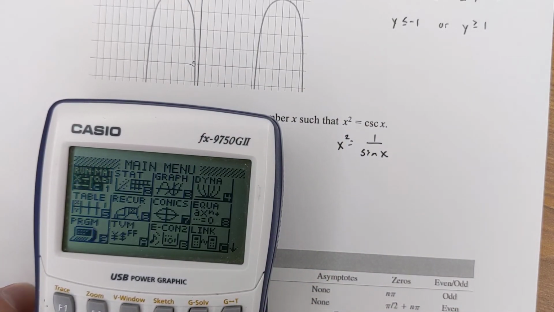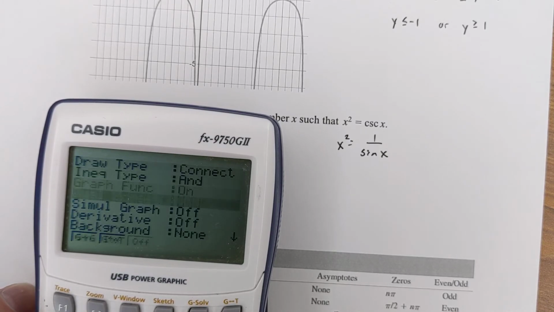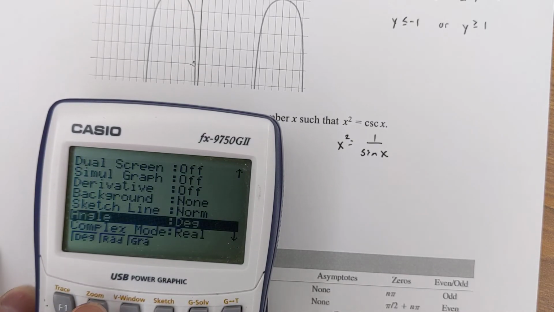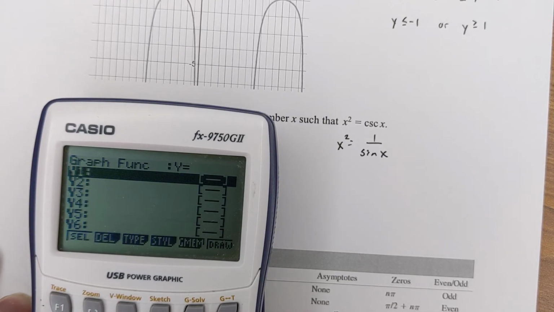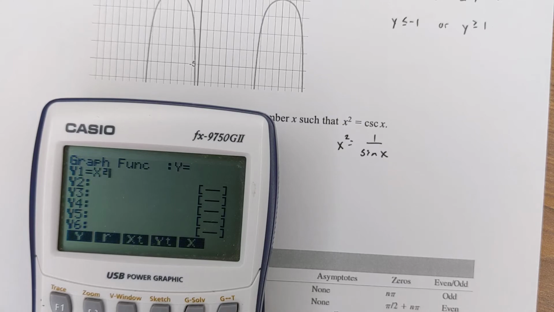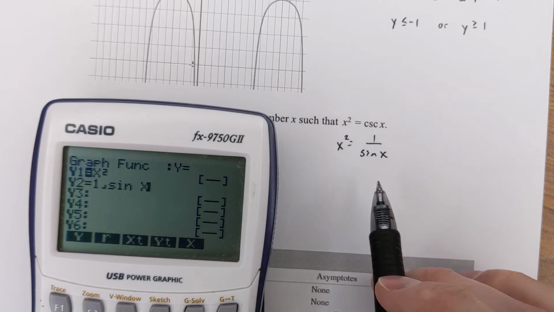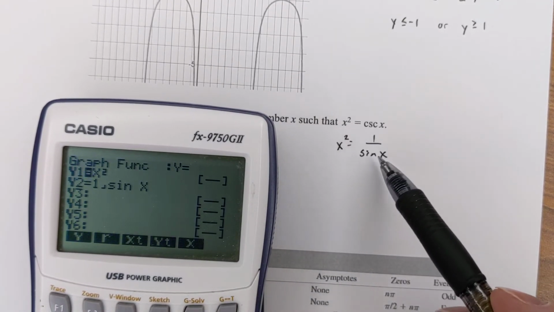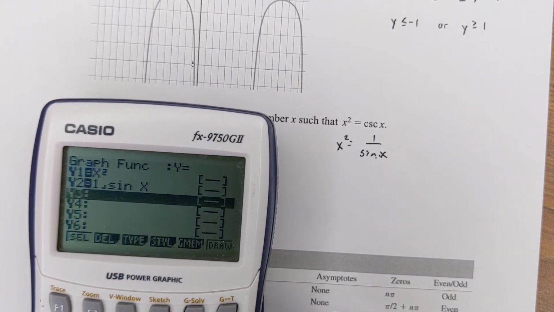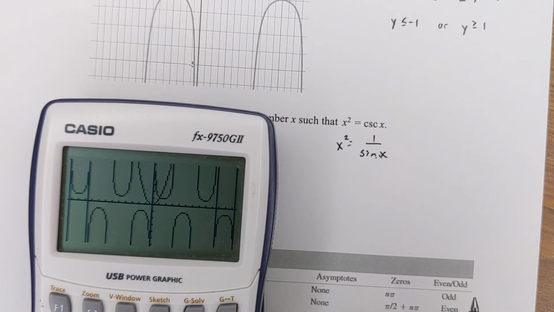Menu, oh, make sure I'm in radians first. Your graph and trig functions, make sure in radian. Okay, so I'm going to graph x squared, and I'm going to graph 1 over sine of x. The reason I had to make this 1 over sine x is that your calculator doesn't have a cosecant button, so you need to use the reciprocal functions. I'm going to draw these, and then I'm going to look for the intersection points, because that's where they're equal, so G-Solve intersection.